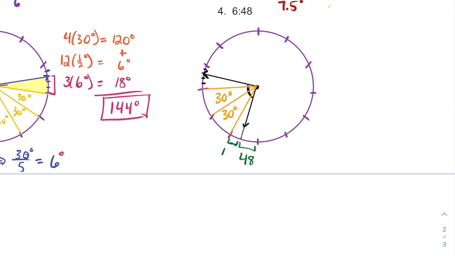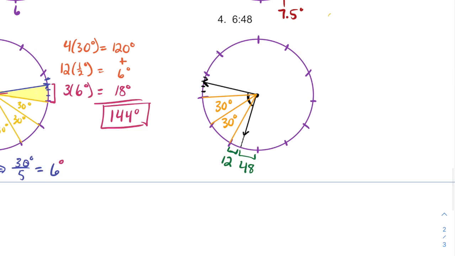So hopefully you can kind of reason here that the 48 minutes, that's not inside of our angle. That's not the side we're looking for. So I need to figure out how much longer it's going to tick before it gets to the 7. So that is 2 sections of 30 degrees, or 60 degrees. And then that is 12 minutes at half of a degree, so that's 6 more degrees.